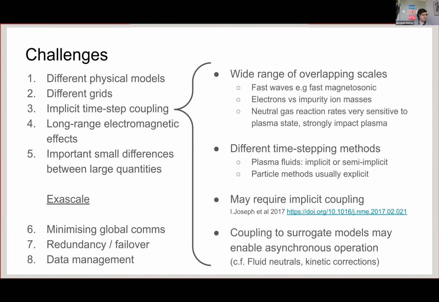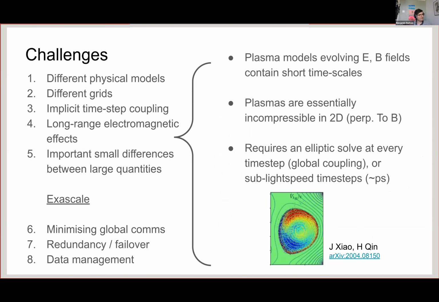There are a lot of different overlapping scales, and you try and treat this implicitly in many cases. One of the strongest couplings is the global coupling due to the electromagnetic field. This essentially means you need to solve an elliptic equation at every time step. And if you don't do this, you end up with timescales which are picosecond or less, because you need to resolve the speed of light, which ends up being prohibitively slow.